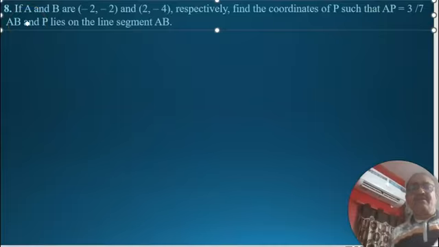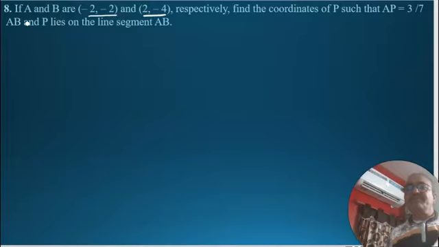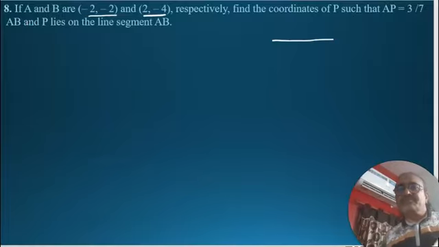If A and B are (-2, 2) and (2, -4) respectively, that means this is A, this is B. Find the coordinates of P such that AP is equal to 3/7 AB and P lies on the line segment AB. Let us suppose this is the line segment AB.